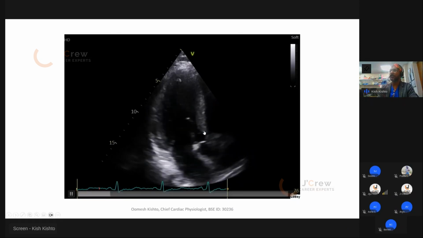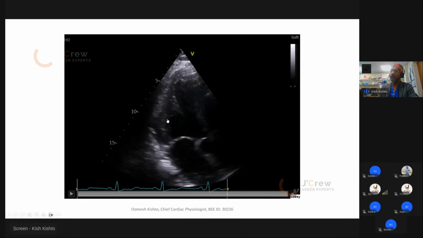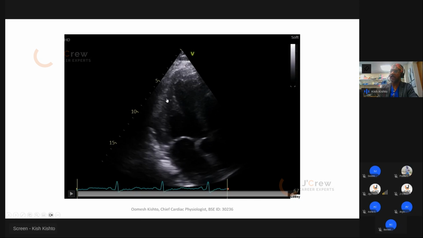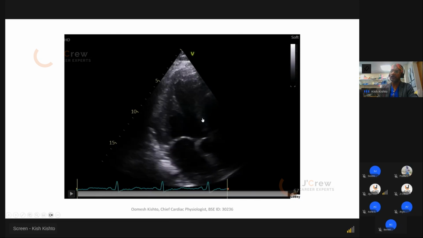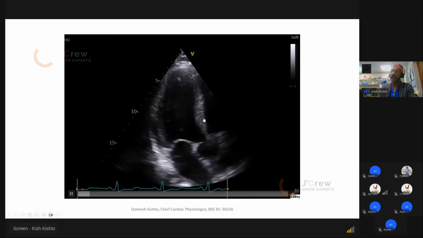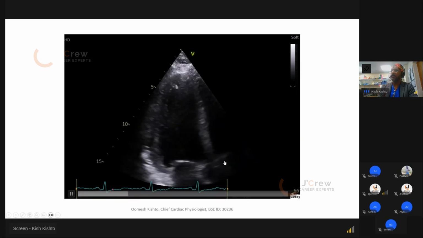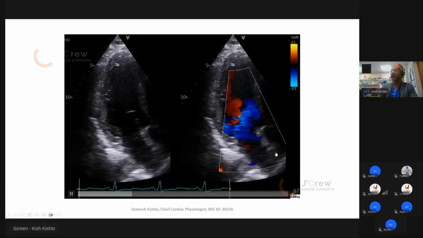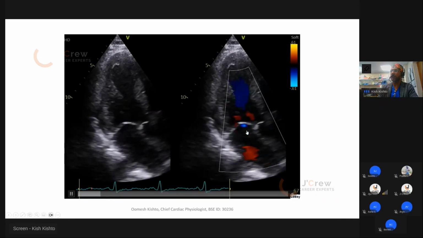So that's a three-chamber view. Again, here we can see the inferolateral wall basal coming up, but the whole apical segment is not functioning well. Just the basal anteroseptal is thickening, but the rest is not. Okay. So again, just put the color on, aortic and the mitral.